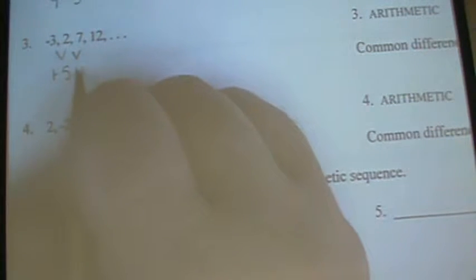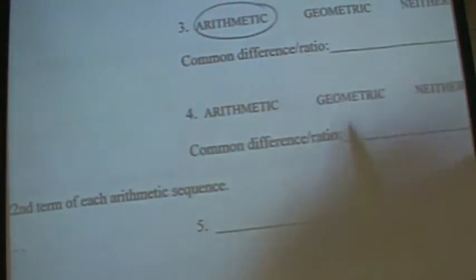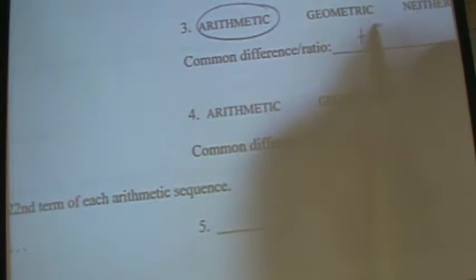For number 3, we're adding 5 each time. So this is an arithmetic sequence, and your common difference is plus 5.